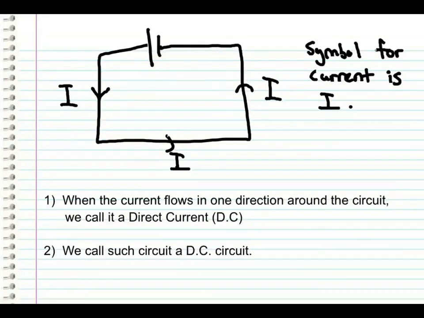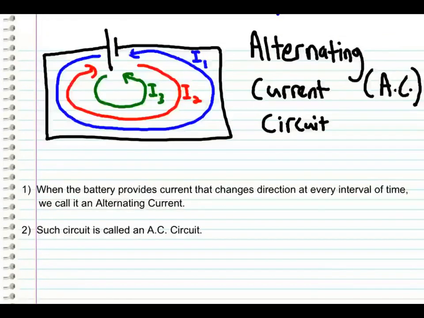When the current flows in one direction around the circuit, we call it a direct current. Such a circuit is called a DC circuit. When the battery provides current that changes direction at every interval of time, we call it an alternating current. Such a circuit is called an AC circuit. We won't be covering AC circuit.